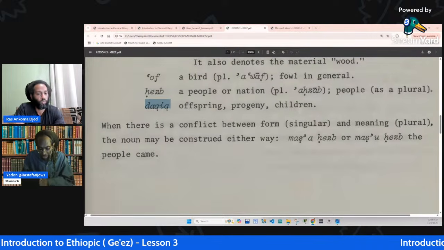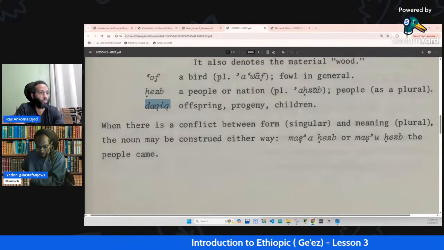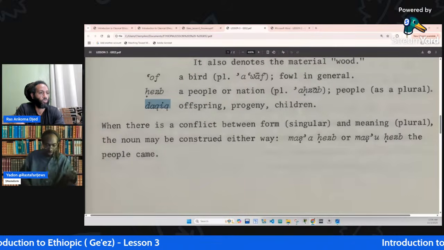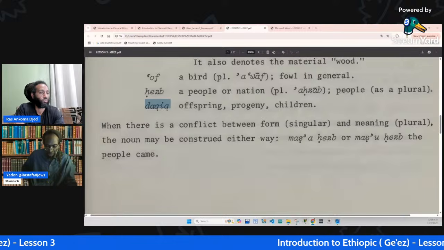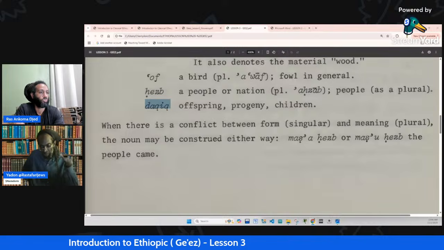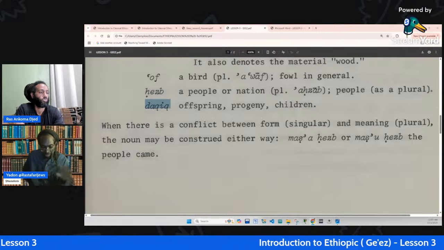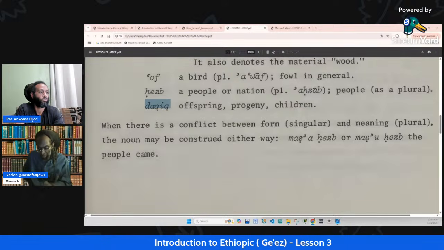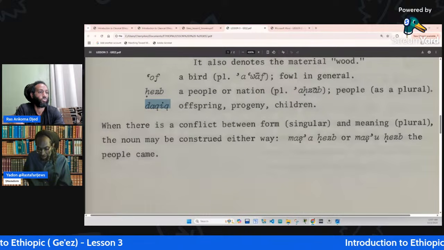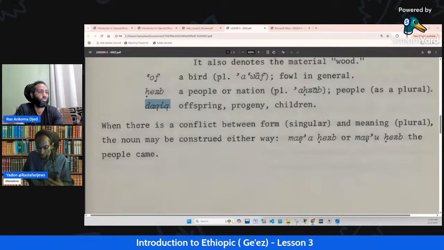When there is a conflict between form, singular, and meaning, plural, the noun may be construed either way. This is the interesting thing when we talk about the Targum, which is like interpretation. When the form is singular but the meaning may be plural, the noun can be seen either way. For example, right here it has metzah, his, or metzu, his.